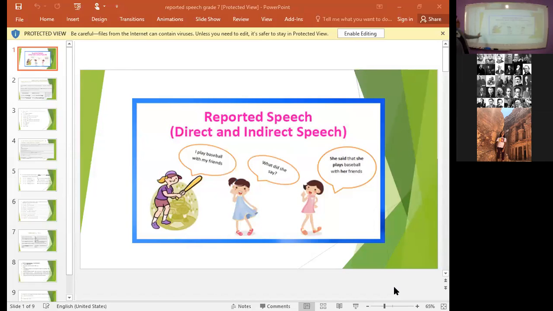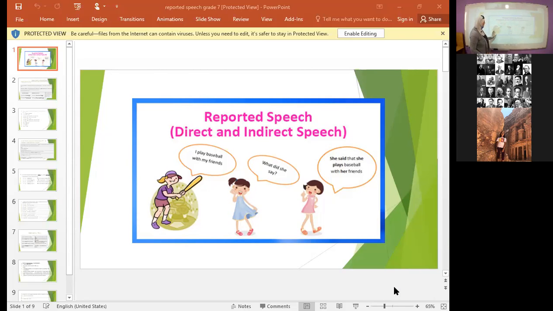Now, if you just have a look at the picture, how many people do we have here? 3. This is what we need with reported speech. 3 people are needed. Why? Someone says something to someone, but this one didn't hear or didn't understand. We need someone here to tell this person what this person said. This is reported speech. This is the idea. This is the function of reported speech, that we need someone to report what someone else said.